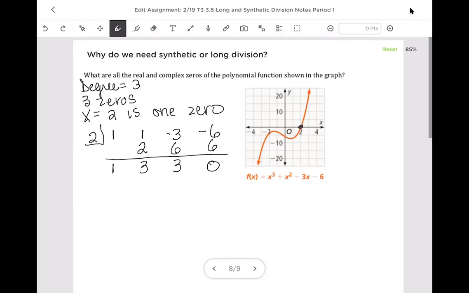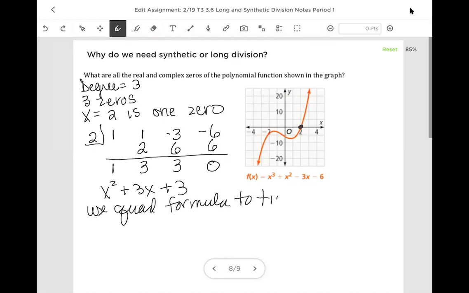What do I have left? Well, I have a quadratic, x squared plus 3x plus 3. Does it factor? No. If it factored, we would see those zeros on the graph. And so we have to use the quad formula to find the remaining zeros.